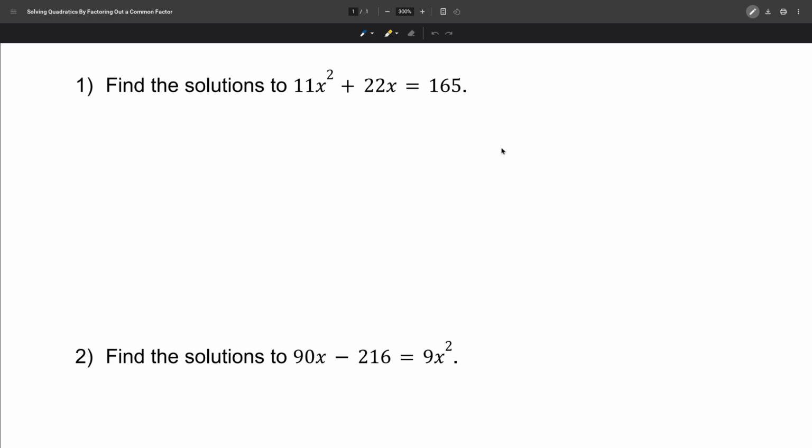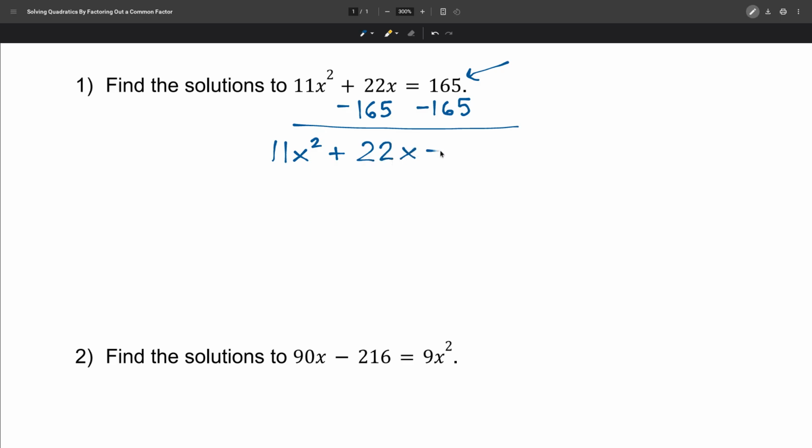So what we need to do is get one side equal to 0, because right now both sides don't equal 0. So I'm going to move this 165 over by subtracting 165 from both sides. Now keep in mind 165 is not like 11x squared or 22x, so we can't combine them in that way. So my left-hand side becomes 11x squared plus 22x minus 165, and that's equal to 0.